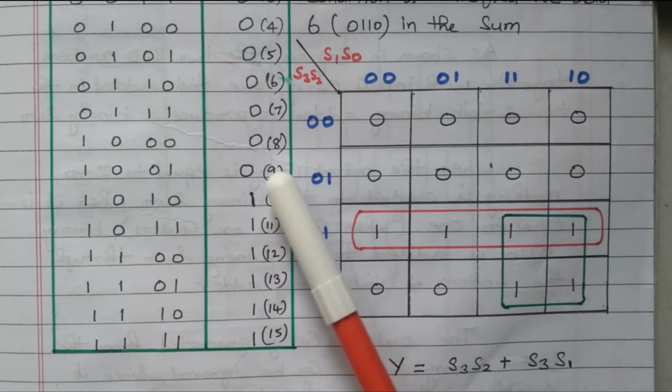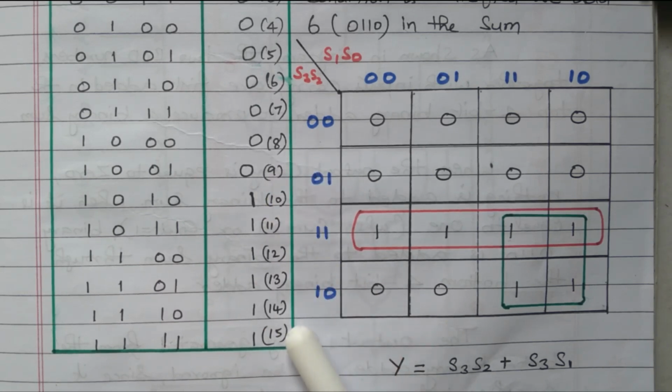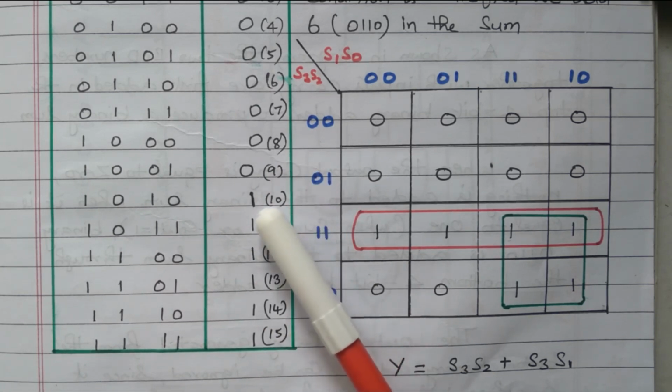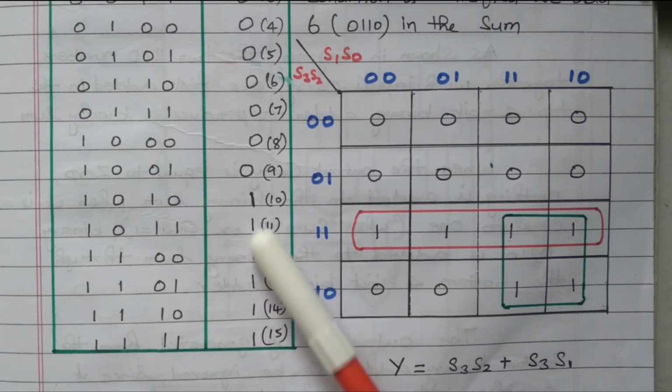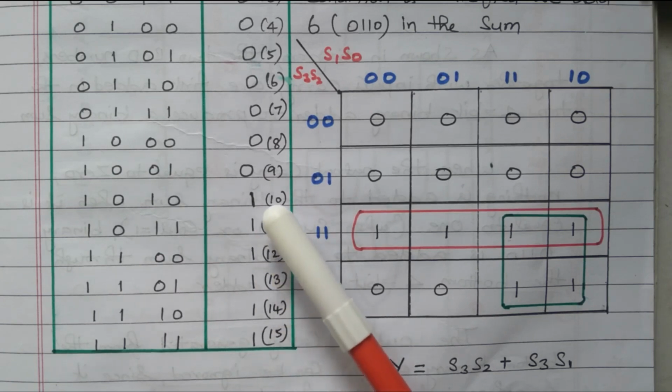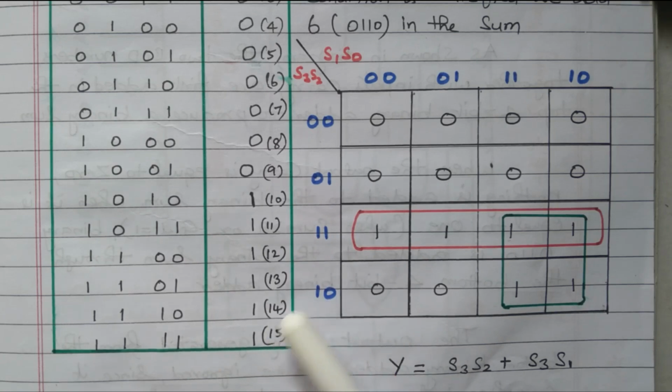So up to 9, y is 0. The process is not needed, no need to add 6. Thereafter, from 10 to 15, we need to add the 6 because the value is greater than 9. So we mark the output y equal to 1, right. 1, 2, 3, 4, 5, 6 ones are available. The output y equals 1 for these 6 different cases from 10 to 15, right.